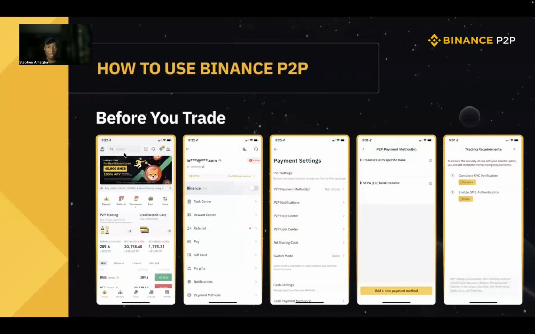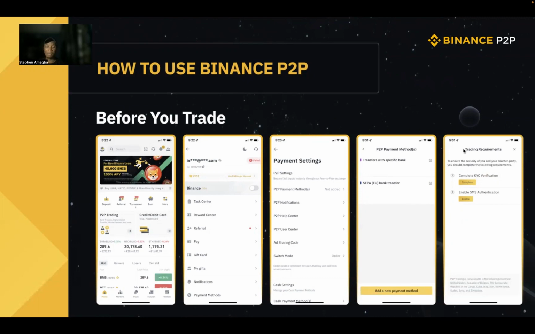You can see you access your profile, which you can see here. So you can see where it says the payment methods. Okay, so you click the payments, which is the last option here, and then it's going to show you P2P payments method. If you have not added, it's going to say not added, so you can go ahead and add that. So you click that, and then you can add your P2P payment method.